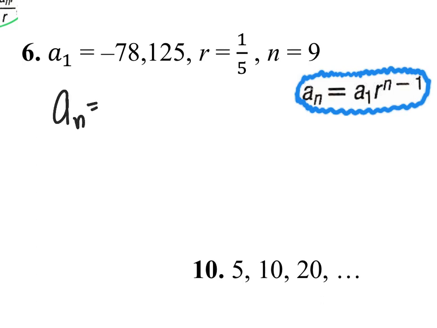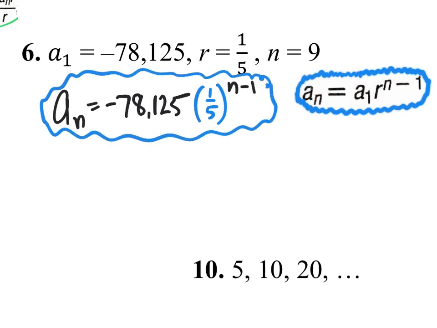You would write a sub n equals a sub 1, which is negative 78,125, times the common ratio r, which is 1/5, to the power of n minus 1. Now, this is the a sub nth rule, right here. But since they actually gave us the n, saying that there's 9 numbers, I'm pretty sure that the answer key doesn't show this. They want the actual a sub nth term, which should be the 9th number. So let's actually plug in 9 and see what it gives us, okay?